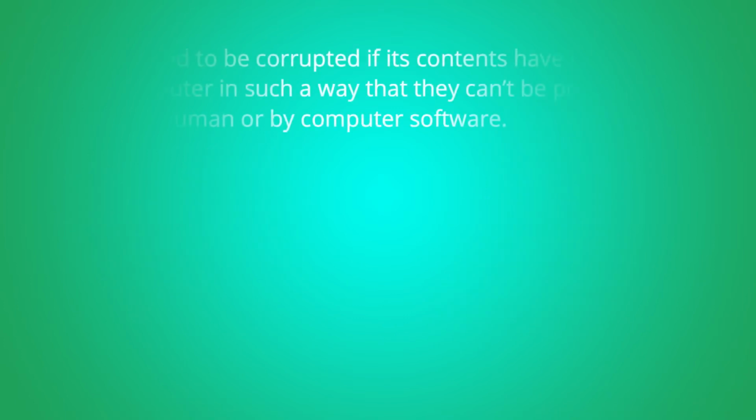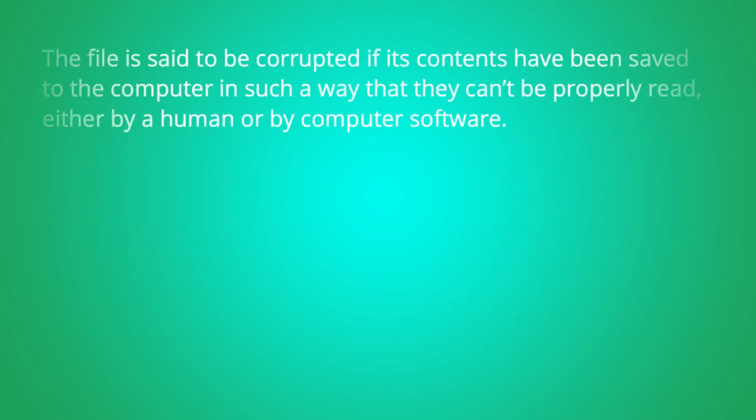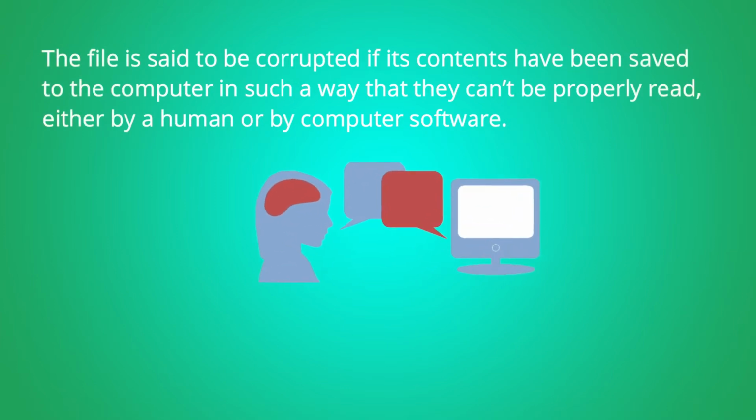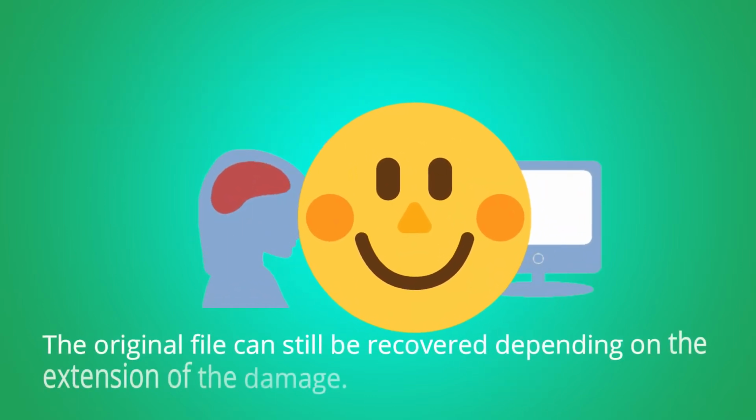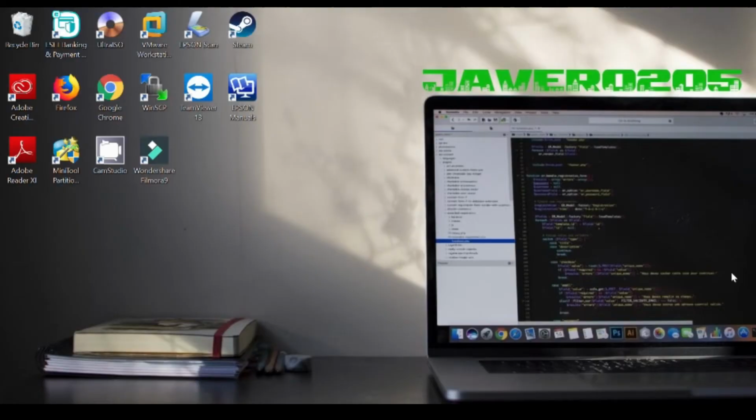A file is said to be corrupted if its contents have been saved to the computer in such a way that they cannot be properly read, either by a human or by computer software. Here's the good thing: the file can still be recovered, depending on the extent of the damage. The steps in recovering files are very easy.